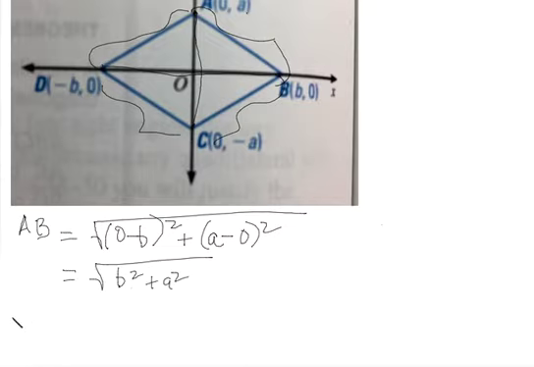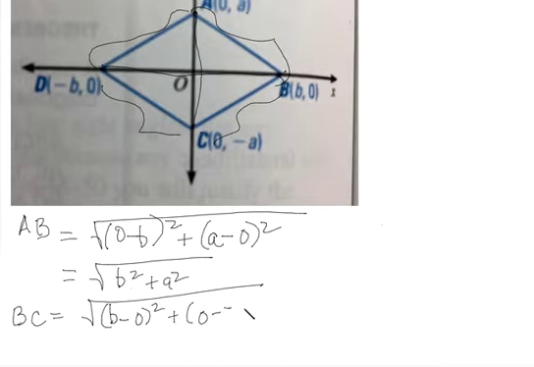All right, now let's do BC. From here to here, I'm going to subtract my b's: b minus 0 squared, plus 0 minus a, minus a, squared. That gives me a plus. Guess what that gives me? Oh yeah, b squared plus a squared again.